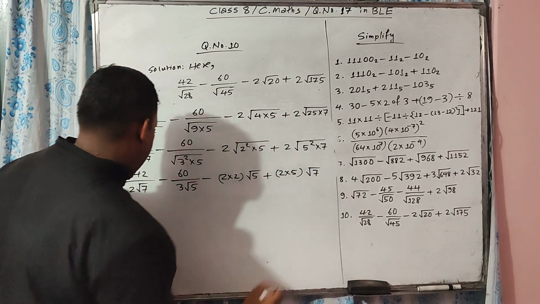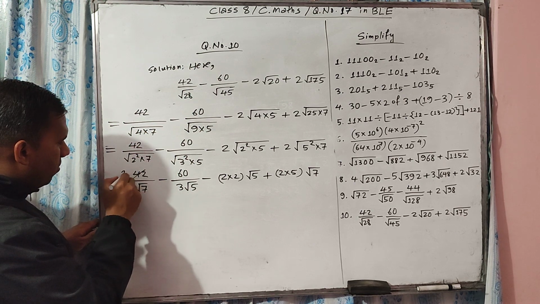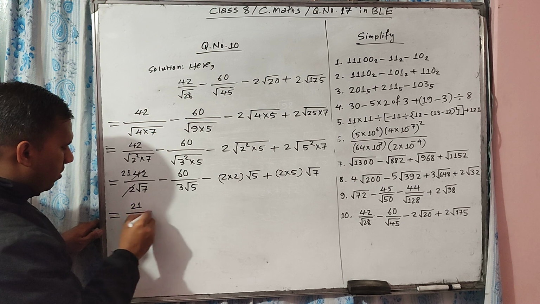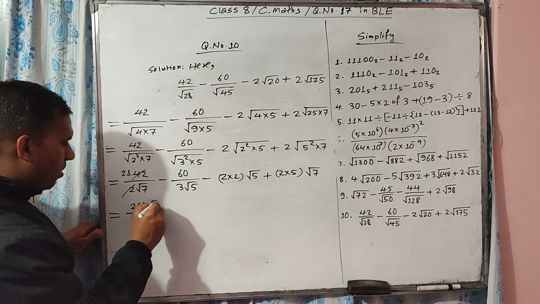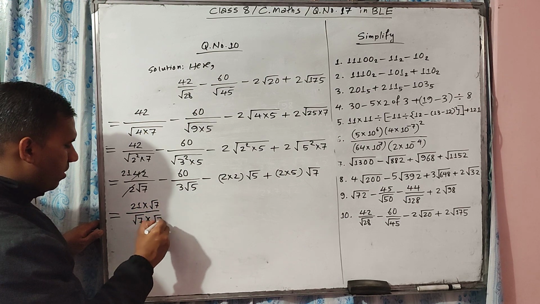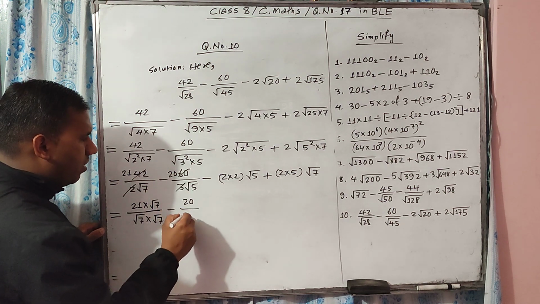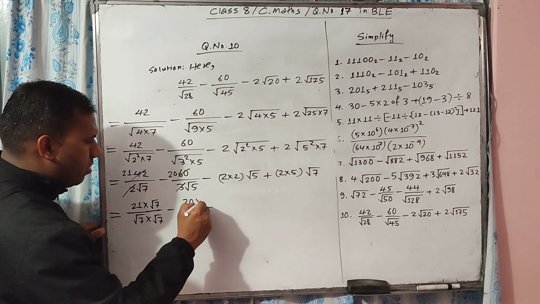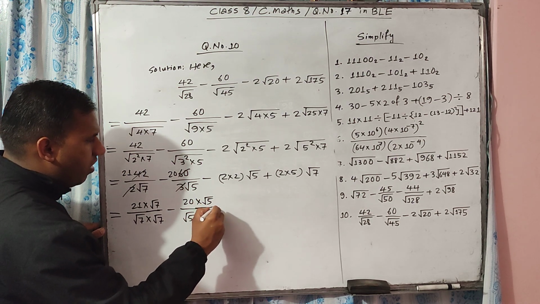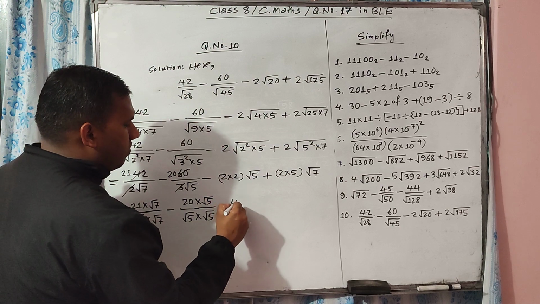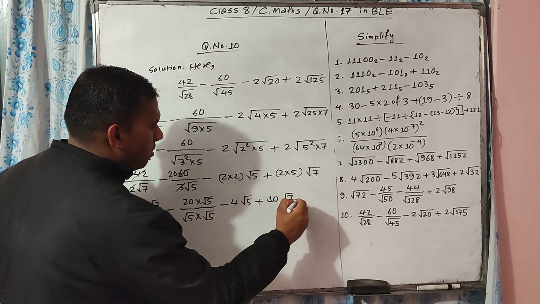Now 2 twenty-ones are 42, so 21 upon square root of 7. Rationalize the denominator root 7, so multiply by root 7 upon root 7. 3 twenties are 60, so 20 by root 5. This rationalize the denominator, so multiply by root 5 upon root 5. 2 twos are 4, so minus 4 root 5. 2 fives are 10, so 10 root 7.